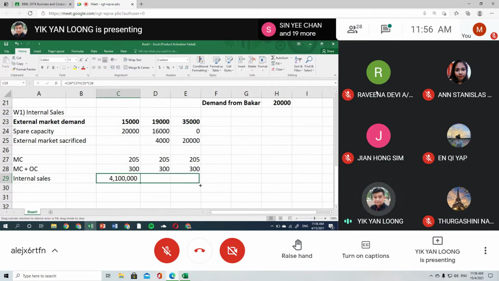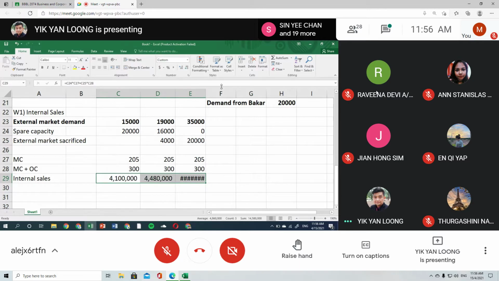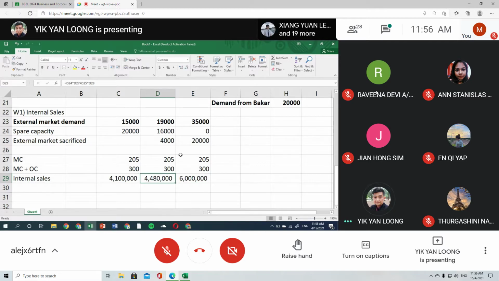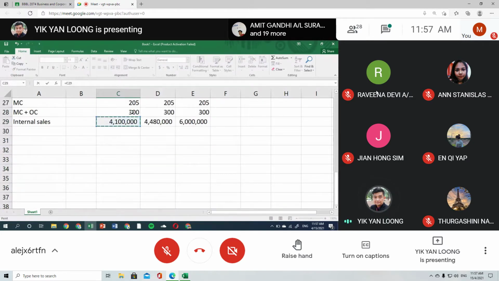Right? So same goes for this. This is my internal sales. All right, so of the 20,000 units produced using spare capacity, 16,000 will be based on marginal cost only. The 4,000 units whereby you need to sacrifice external sales will have to forgo the contribution. So this 4,000 will be subjected to my internal sales here. I multiply here equals to this.